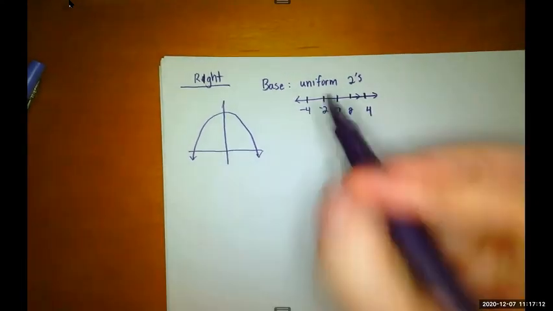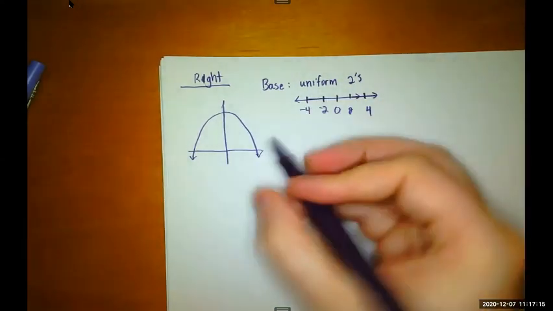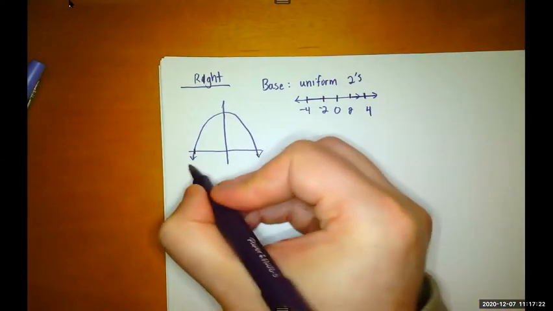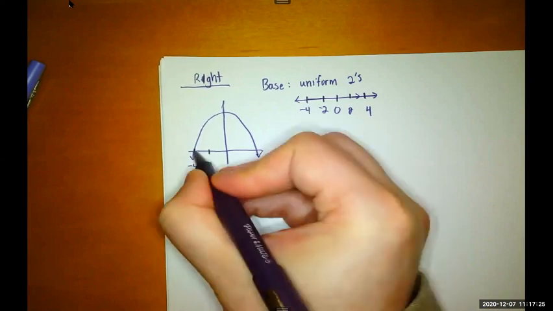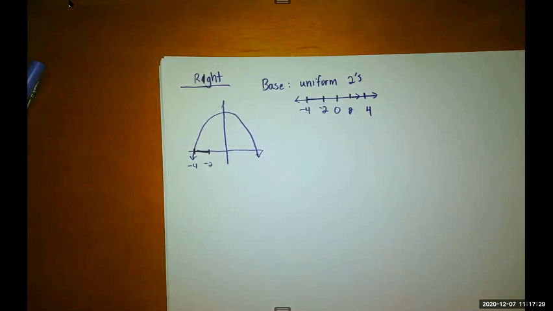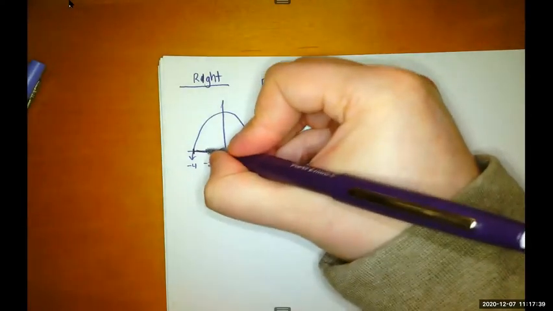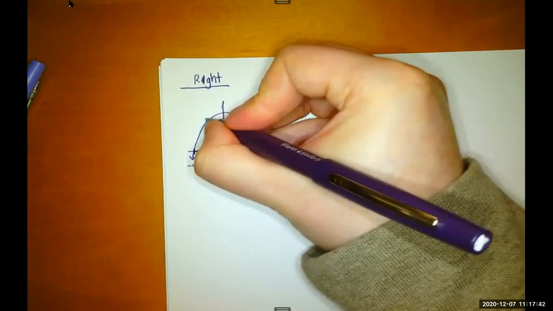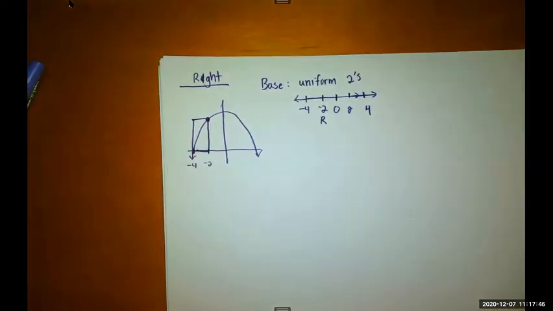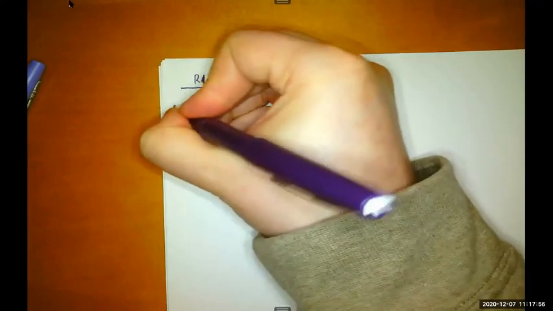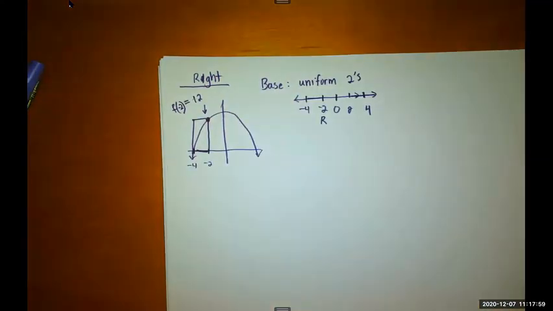All of our rectangles are here on the x-axis. So what I've done is I've broken out the x-axis. So that first rectangle has a base that goes from -4 to -2. So that's the base right there. So where is the height of the rectangle going to be? The height of the rectangle, because we're doing right, is going to be at -2. So my rectangle goes up to this point right here. And that's the first area I would find. So this point right here is, let's see, 16 minus 4, that's 12. Pretty sure I did that right.